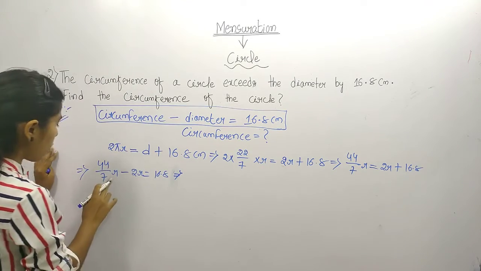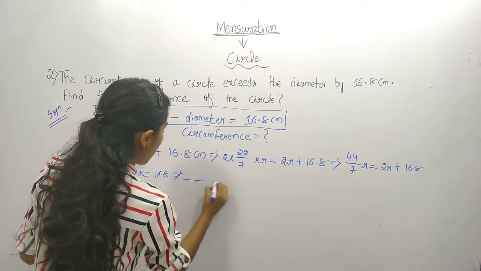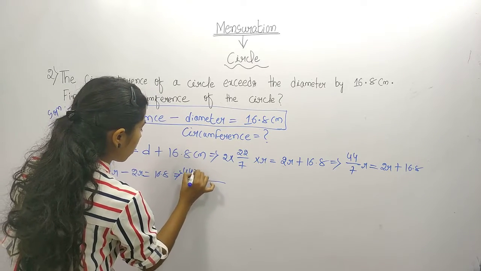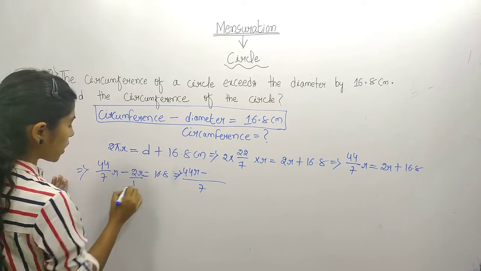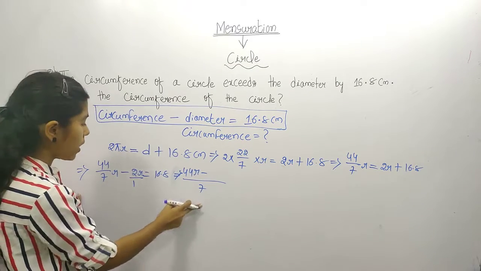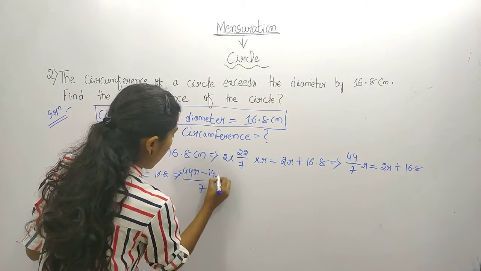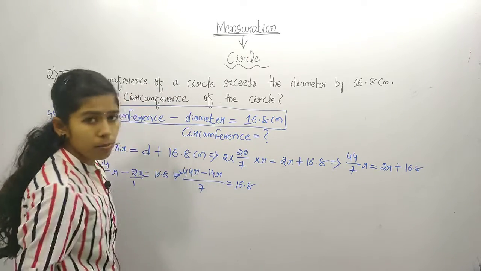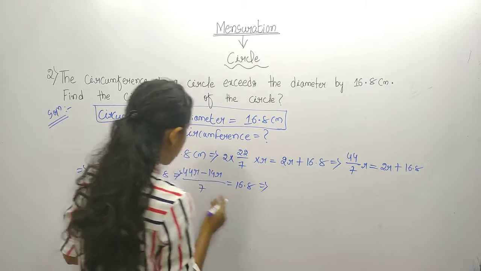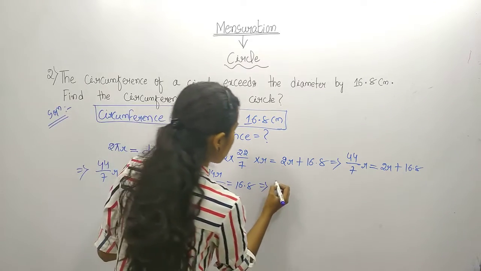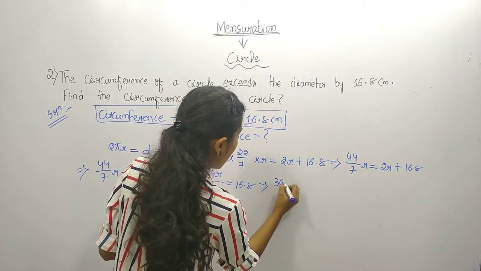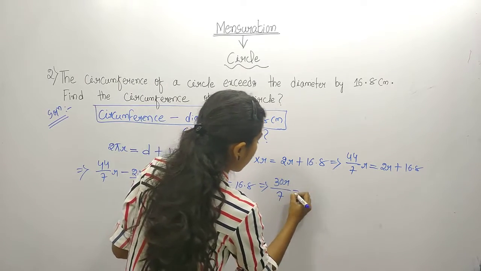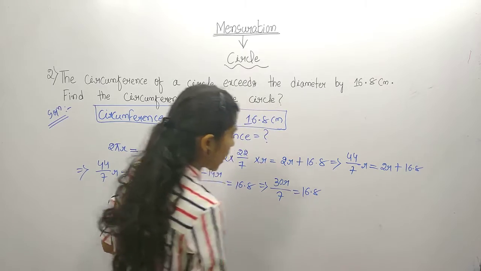That implies what will happen, you see. Here use LCM 7. 44r minus, then nothing is there, so 1 into 7 is 7, 7 into 2 is 14r equals 16.8. Okay, so that implies 44 minus 14 is 30. 30r divided by 7 equals 16.8.